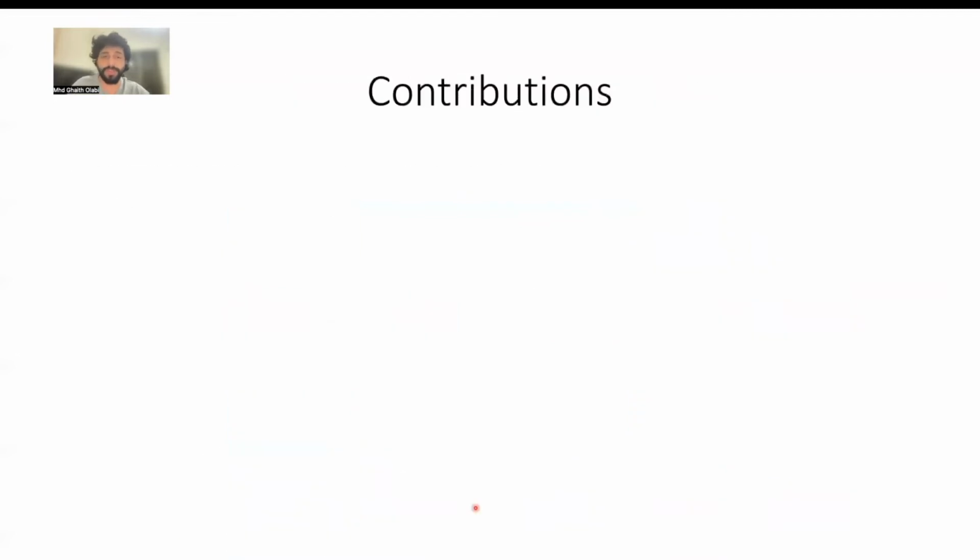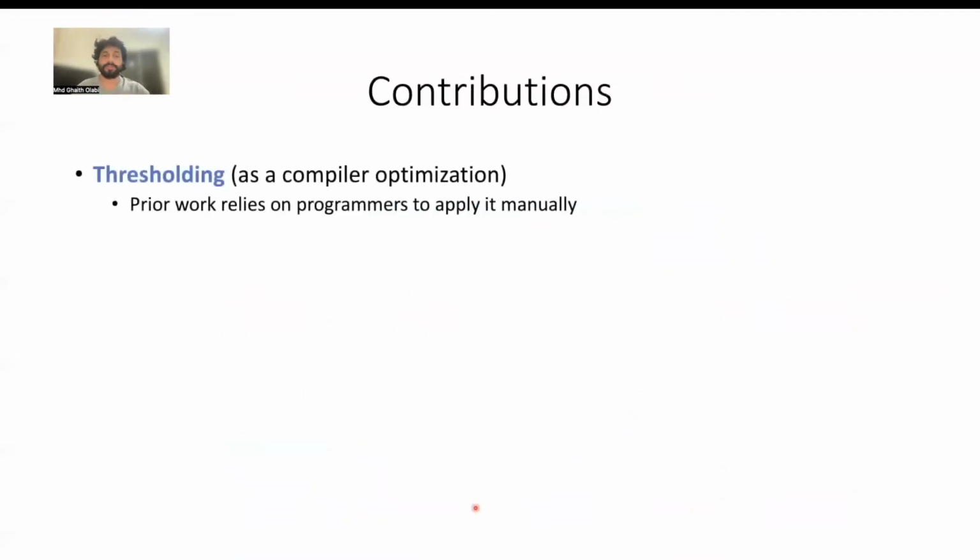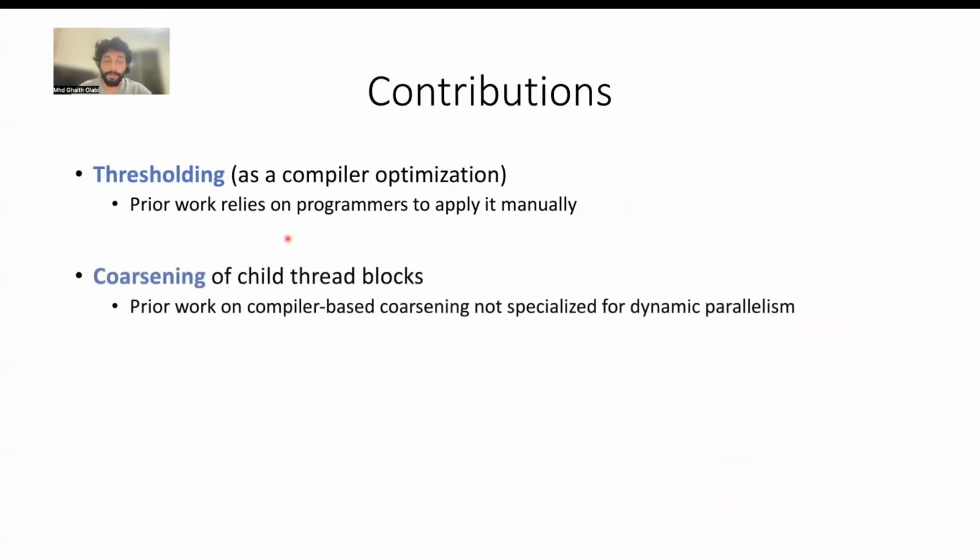Our contributions: we present thresholding as a compiler optimization. Prior work relies on programmers to apply thresholding manually. Next, coarsening of child thread blocks. Prior work on compiler-based coarsening is not specialized for dynamic parallelism, so we introduce it in the context of dynamic parallelism.